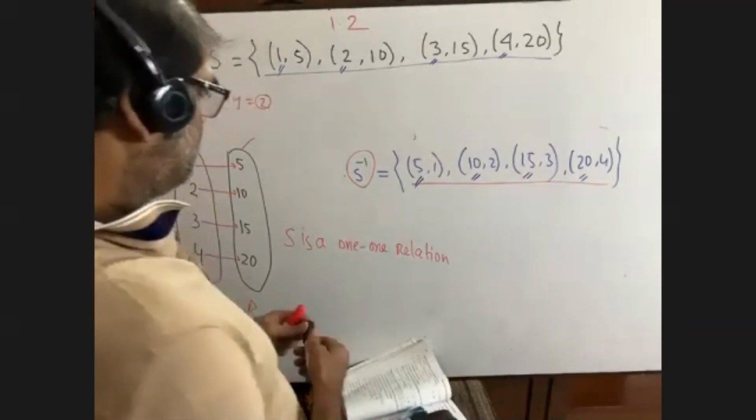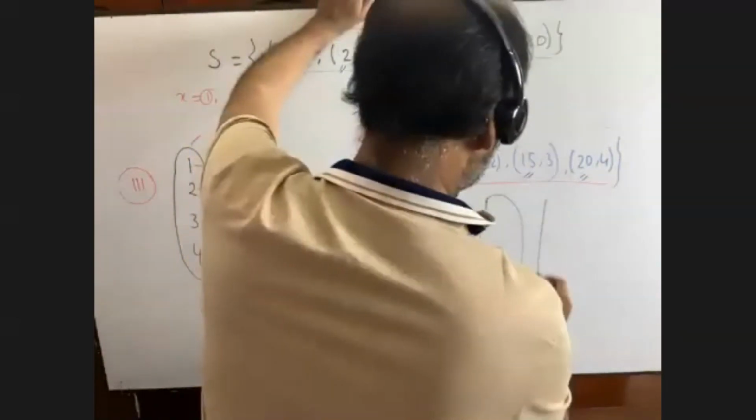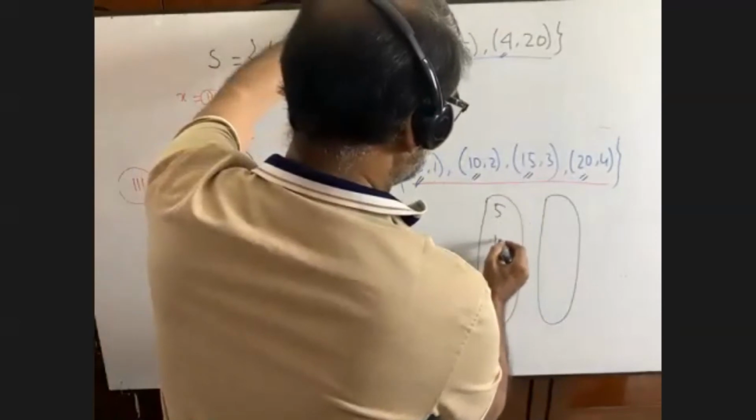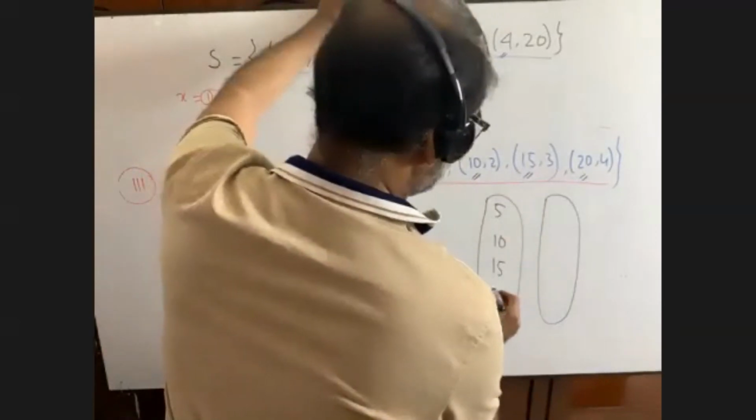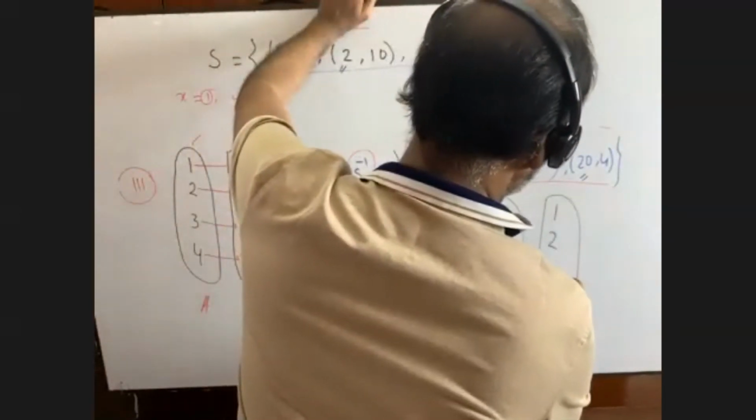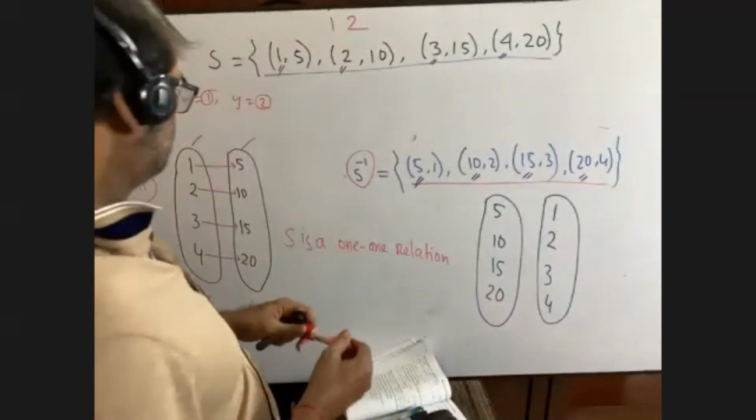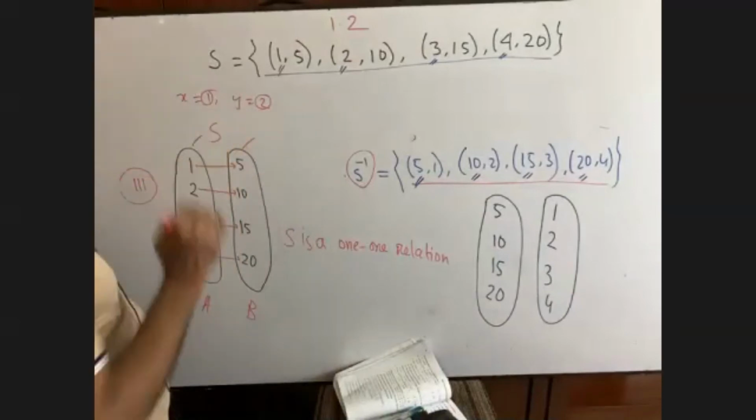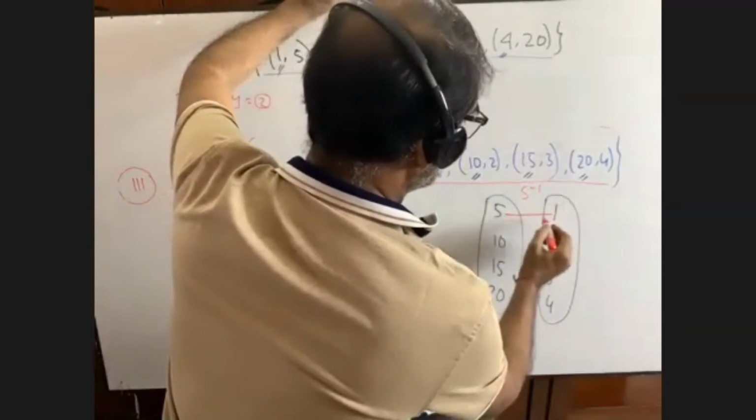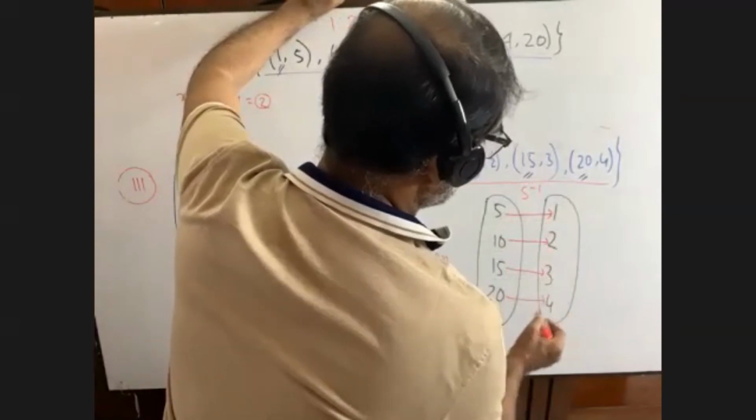But here, you see, we are getting 5, 10, 15, 20. Here 1, 2, 3, 4. It is S inverse. It was for S and it was for S inverse. For 5 it is 1, for 10 it is 2, for 15 it is 3, for 20 it is 4.